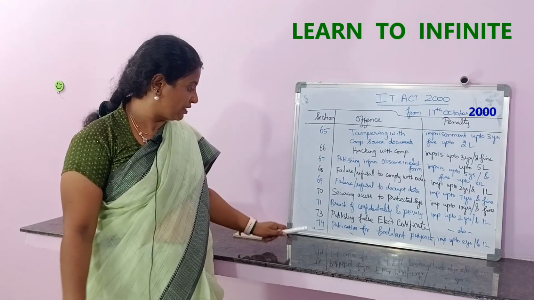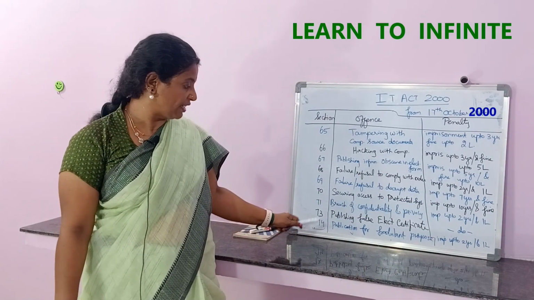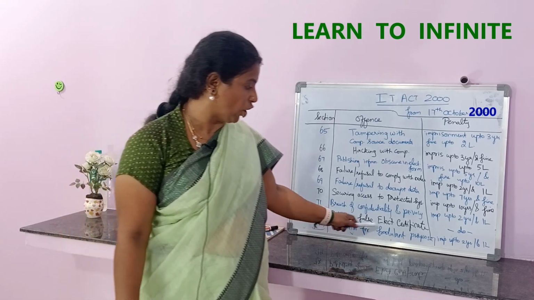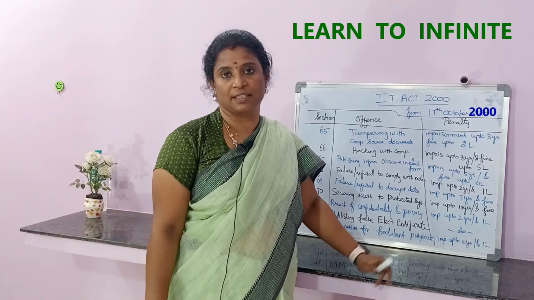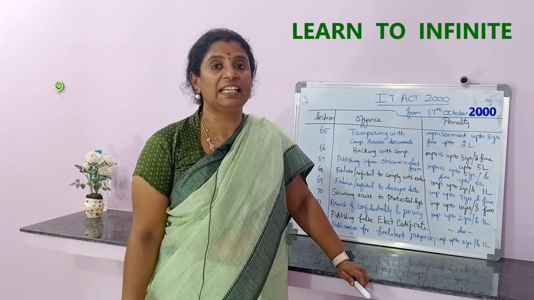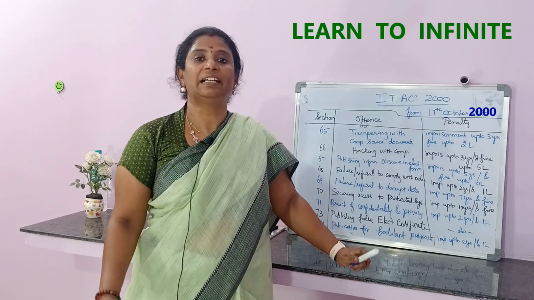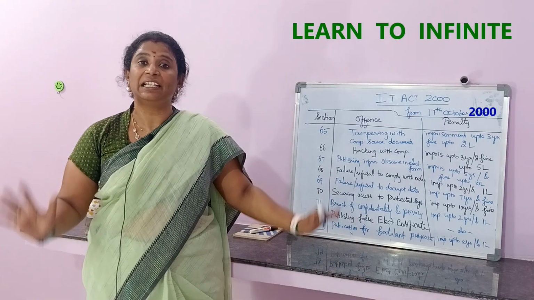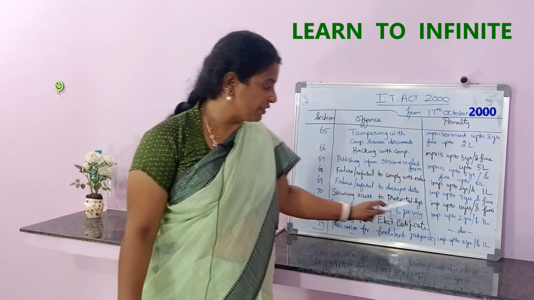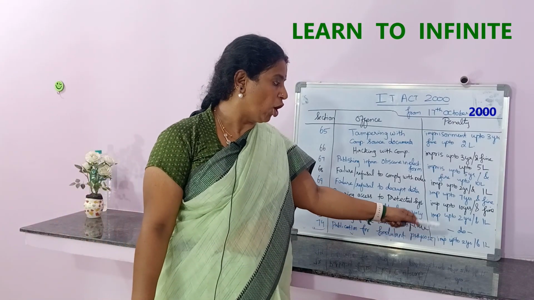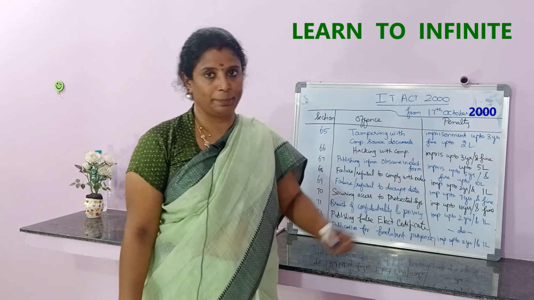And the last section is section 74, publication for fraudulent purpose. Fraudulent purpose means illegal purpose, fraud. If you are publishing something for an illegal purpose, then you are punished with imprisonment up to 2 years and/or a fine of 1 lakh rupees.